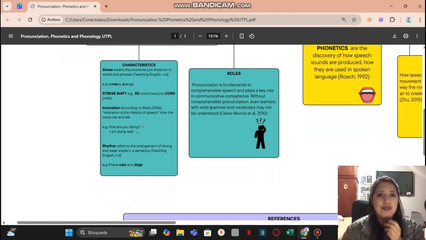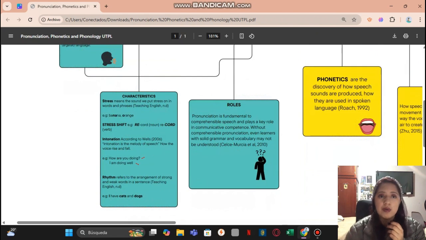And now we have the rhythm. The rhythm refers to the arrangement of strong and weak words in a sentence. For example, we have, I have cats and dogs. We have a stronger sound on the words that are more important, that we want to highlight in the sentence. What is the role of pronunciation?